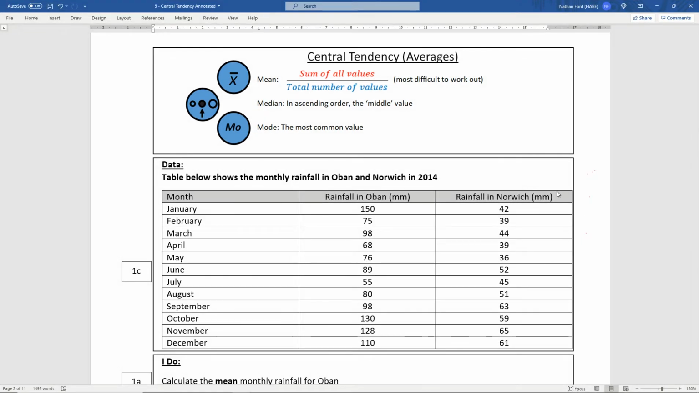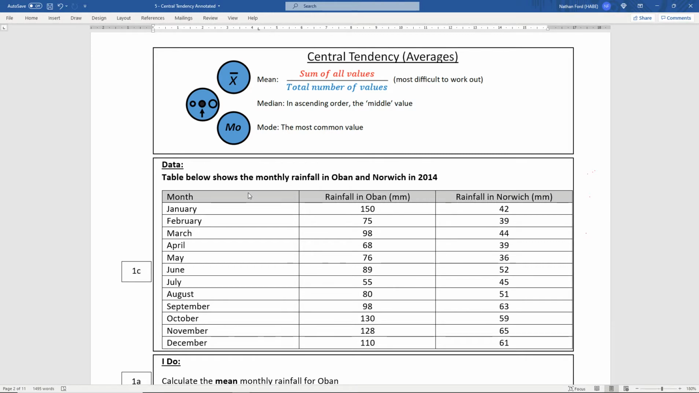Hi, this is Mr. Ford, and we're looking at how to choose which central tendency to use, and now we're going to go through how you do the calculations for mean, median and mode. We're also going to look at a moving average, which is used a lot in business, and we'll talk about that in a moment.